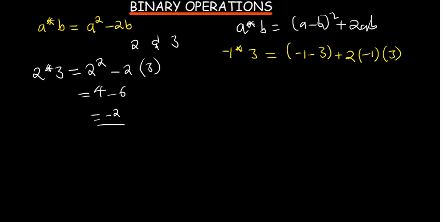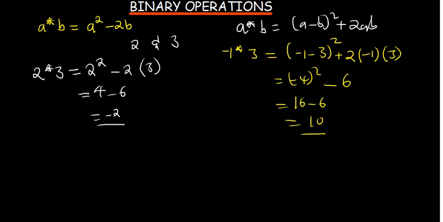Negative 1, of course there is a square there. Negative 1 minus 3, that's negative 4, and that is squared. And then 2 times negative 1 times positive 3, that is a negative 6. Negative 4 squared is 16, minus 6, that is going to give you a 10. So this is the meaning of the binary operation star on A and B, given this condition.